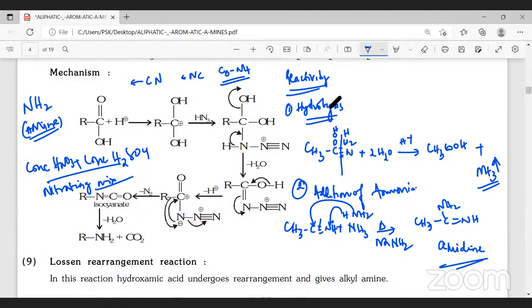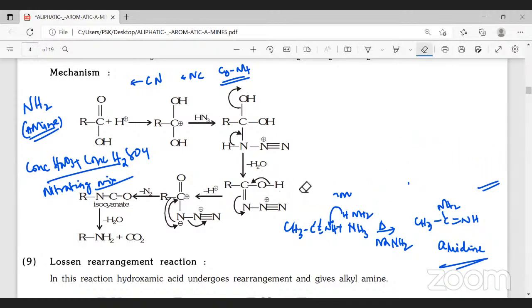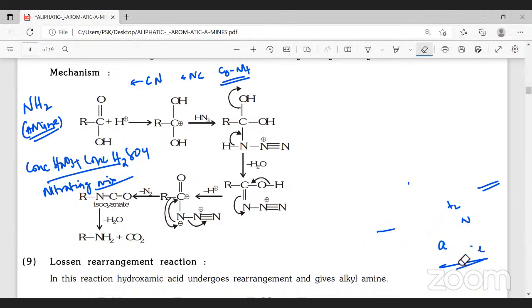2 properties we have learned. Hydrolysis we have learned. The other one is reaction with ammonia. Now the third reaction is reaction of cyanides with Grignard reagent. Grignard reagent is very important because we can prepare any class of compounds using Grignard reagent. That's the importance of Grignard reagent. So the third reaction we are going to learn is addition of Grignard reagent.